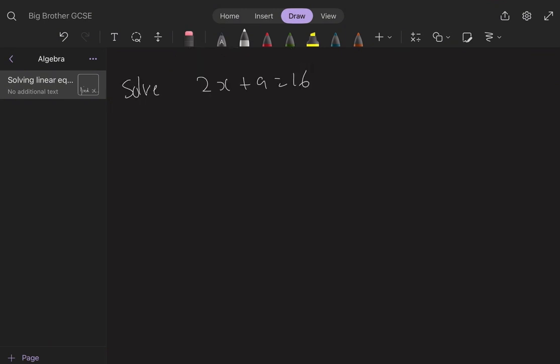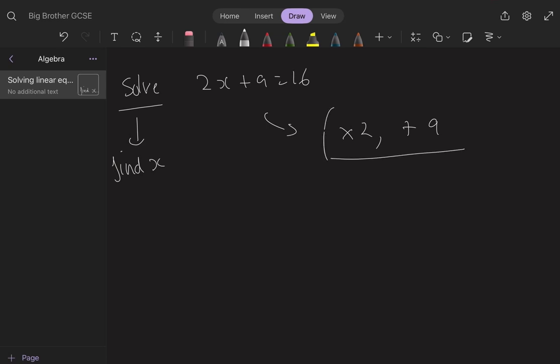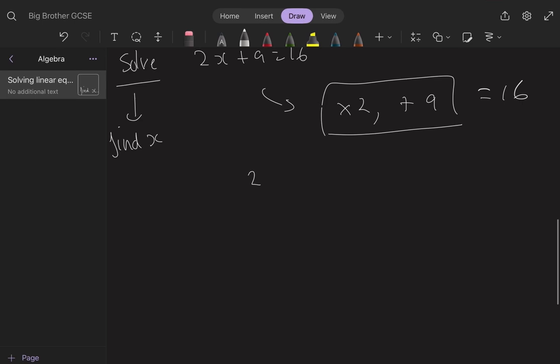Here's another example of the same topic. Solve, as we said in the other two, means to find x. Always write this down so you know what you're looking for. X in this situation is being multiplied by 2 and added by 9. This gives us 16. So let's do it algebraically. 2x plus 9 is equal to 16.